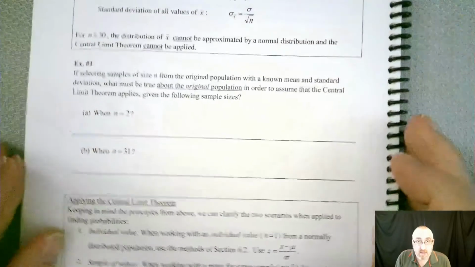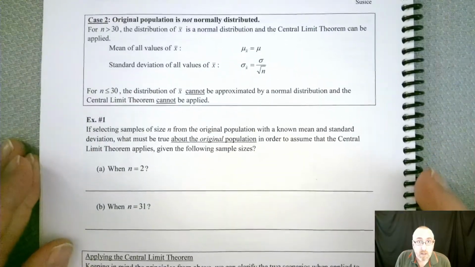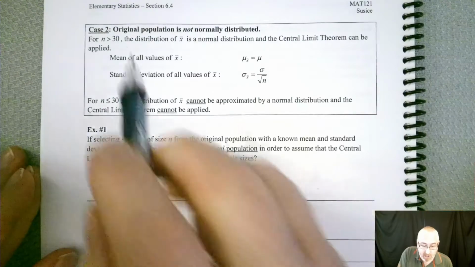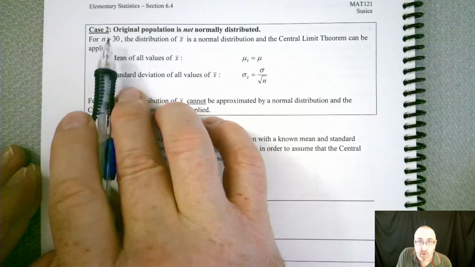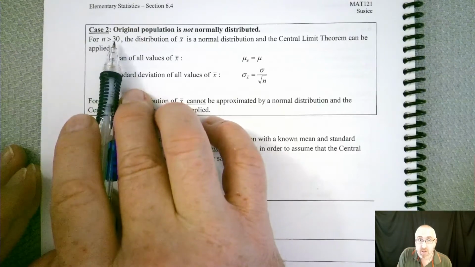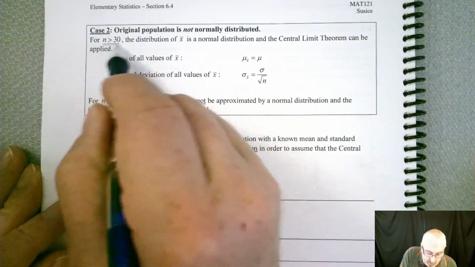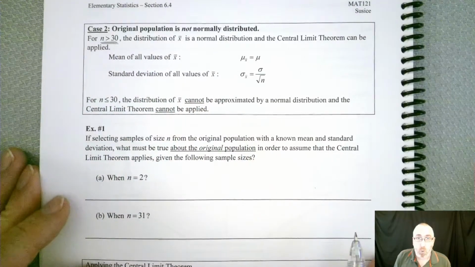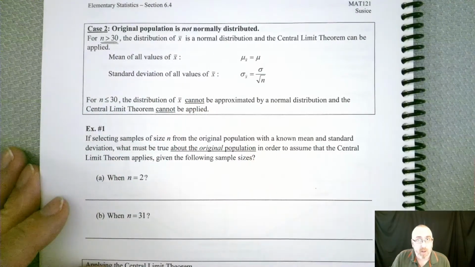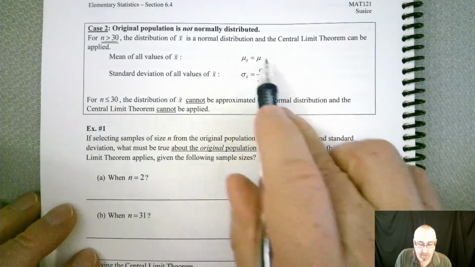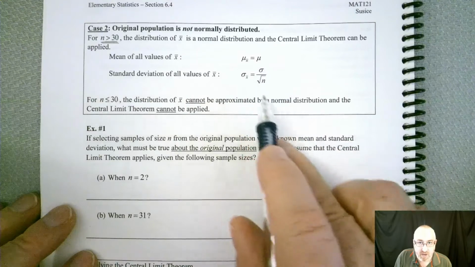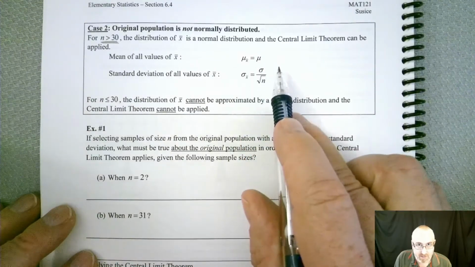So what happens when it's not normally distributed? In that case, we have to have a large enough n. And the only time it's large enough is when n is greater than 30. So that's the important cutoff for this. Once you get beyond that threshold, then the central limit theorem applies and you have those same conclusions. The mean doesn't change and the standard deviation changes by whatever the value of n is.